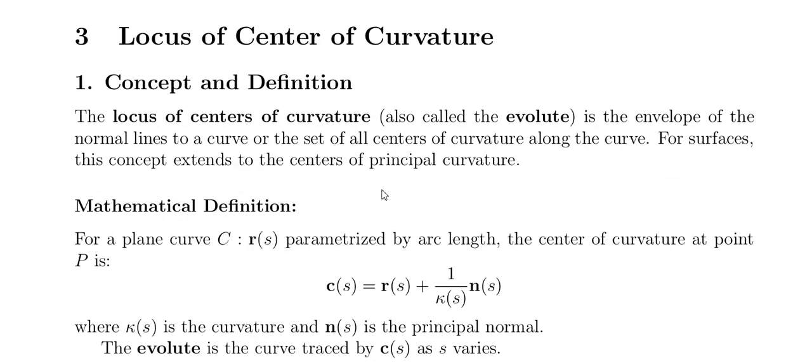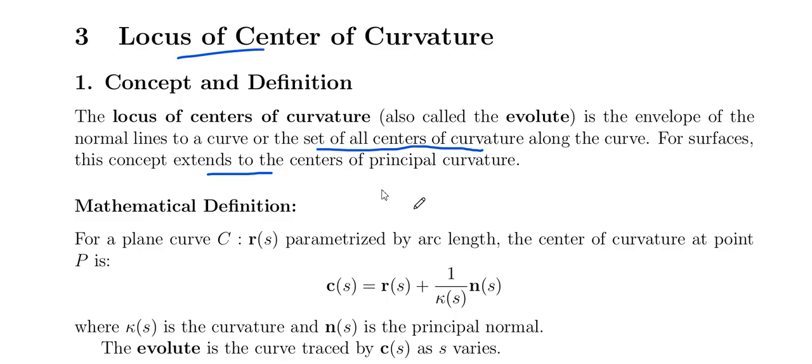The next topic: locus of center of curvature. What is the locus of center of curvature? The locus of center of curvature is called the evolute. That is the envelope of the normal lines to the curve, or the set of all centers of curvature along the curve. For a surface, this concept extends to the center of the principal curvature. Locus of center of curvature is the envelope of the normal lines to the curve, or the set of all centers of curvature along the curve.